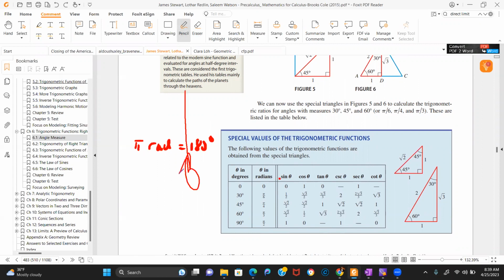Whoa, I don't know what's going on here. Hold on, let me stop sharing and let me get the right browser up or the right PDF.